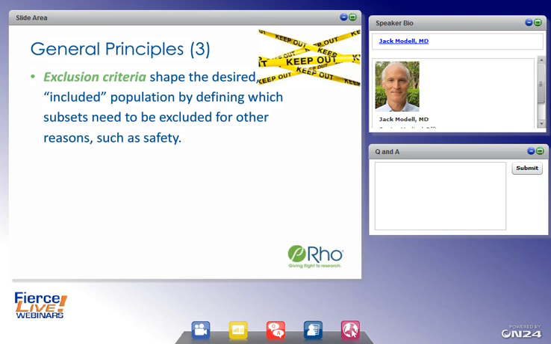Exclusion criteria shape the included population by defining which subsets need to be excluded for other reasons such as safety. I think in terms of an artist: the inclusion criteria is the material that the artist is going to work with, the lump of clay, for example, or plaster or whatever. Your exclusion criteria then shape that by taking off those parts that, the analogy breaks down, but taking off those parts that don't give you exactly the shape of the population that you need to test the product.